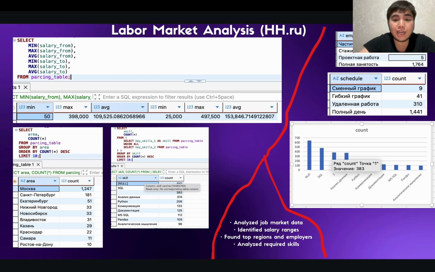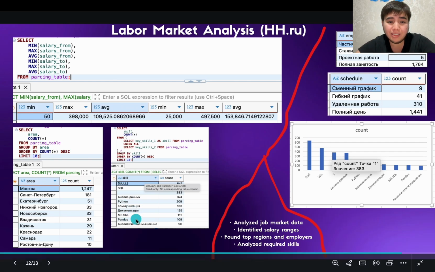In addition, I worked with job market data. I analyzed salary ranges, regions, employers, and the required skills for data analysts. The results show that SQL, Python, and analytical thinking are the most in-demand skills. Analytical thinking, Python, SQL, and after this communication, documentation, pandas, MS SQL, and so on.